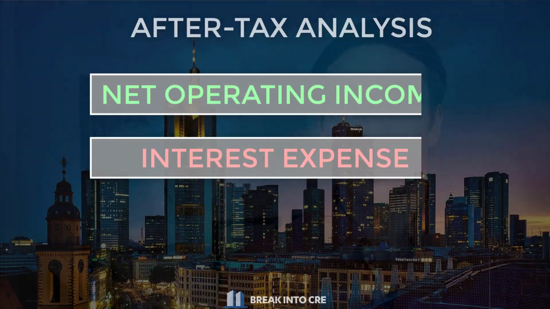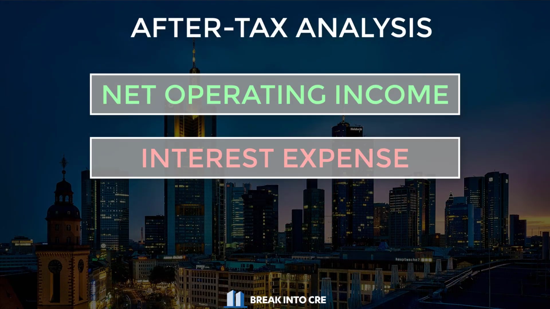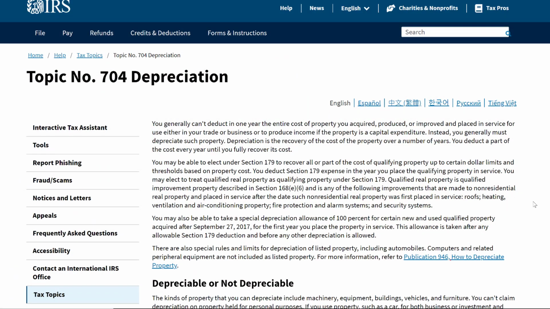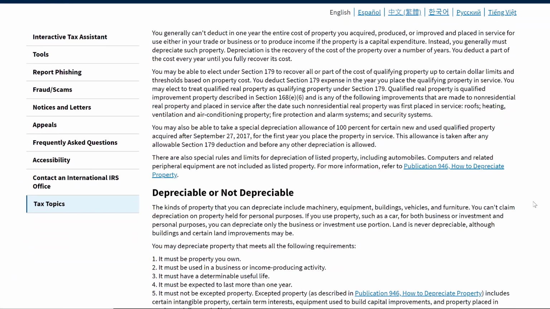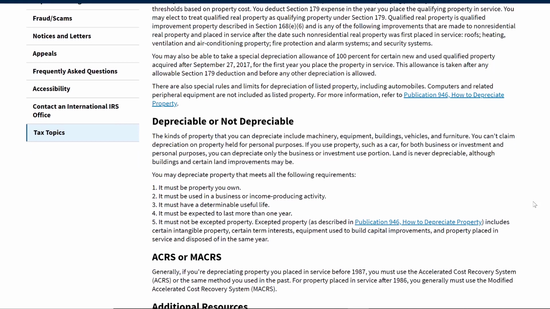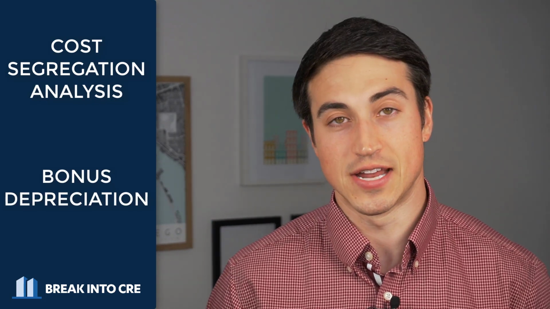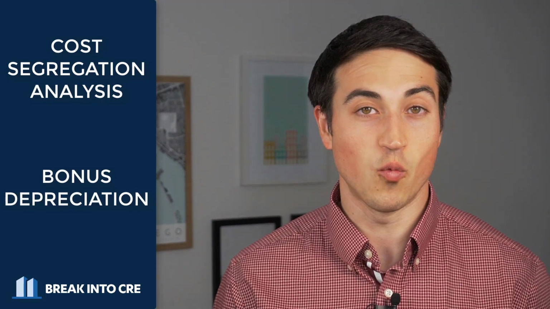Now, from here, once you have your operating income less your interest expense, the next line item that you can deduct is your depreciation expense. And this is often referred to as a phantom expense because you're not going to see any sort of cash outflow that's going to reflect this, but the IRS allows you to take a deduction that is going to reduce your taxable income on the deal. Now, calculating your depreciation expense can get pretty tricky, especially when you start taking into account things like a cost segregation analysis or potentially bonus depreciation as well. So make sure that you're consulting with your CPA to figure out exactly how to calculate this.